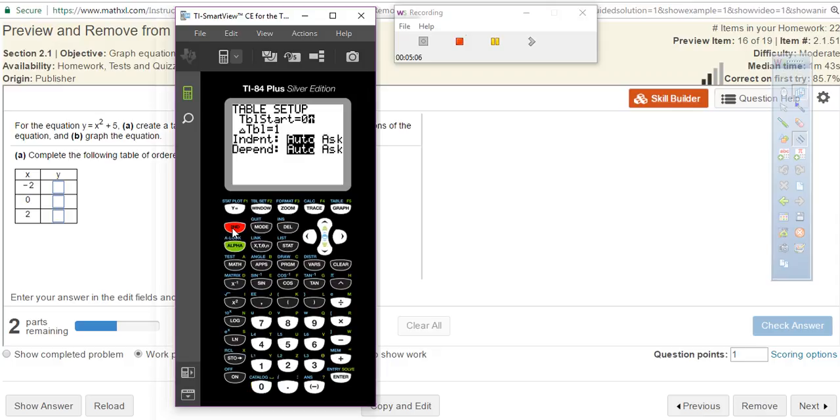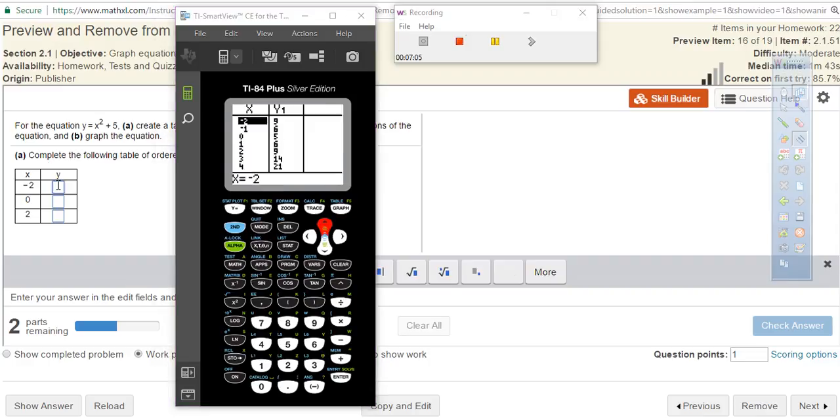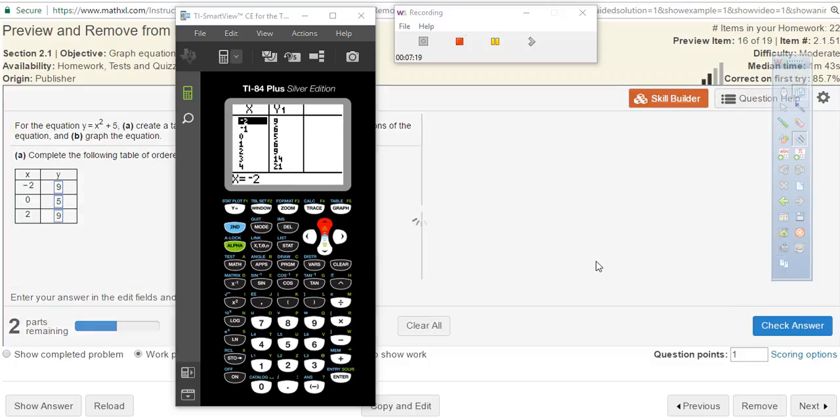Once again, we hit second graph to go to that table, and you'll see now instead of being at 26, I'm at 0. So I can arrow up, go to my -2, so I can see at -2, my answer is 9. At 0, I can see my answer is 5. And at positive 2, I can see my answer is, oops, not 8, but 9. All right, check your answer, and good job.